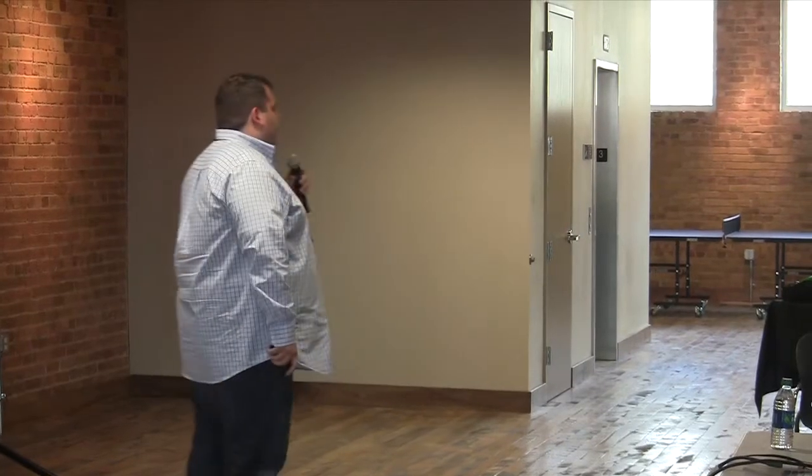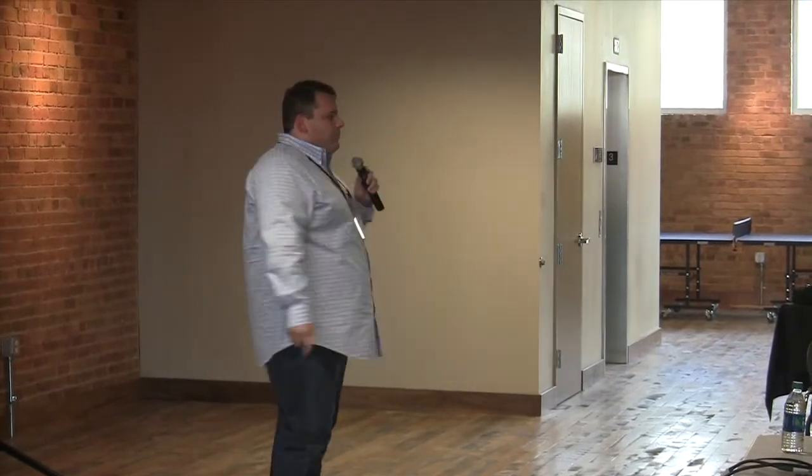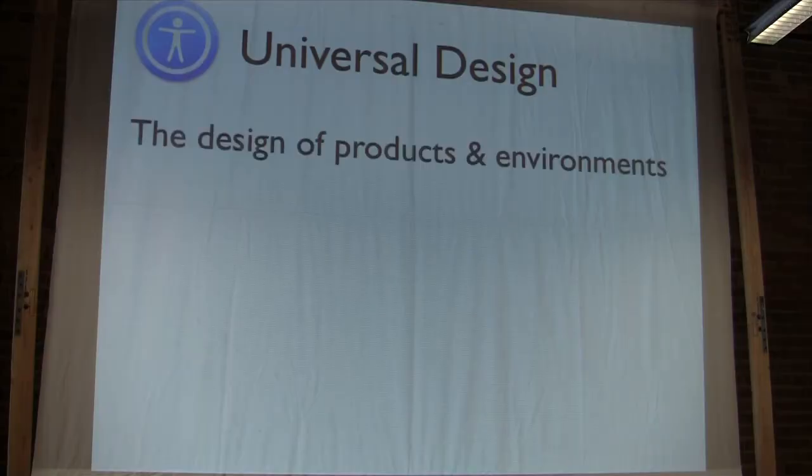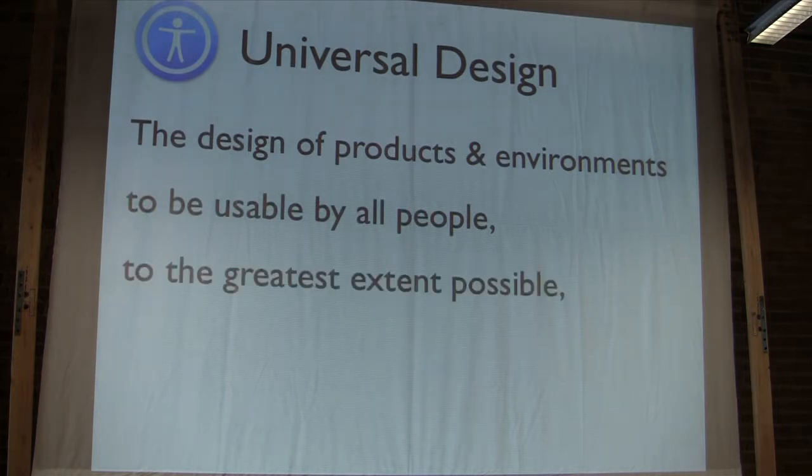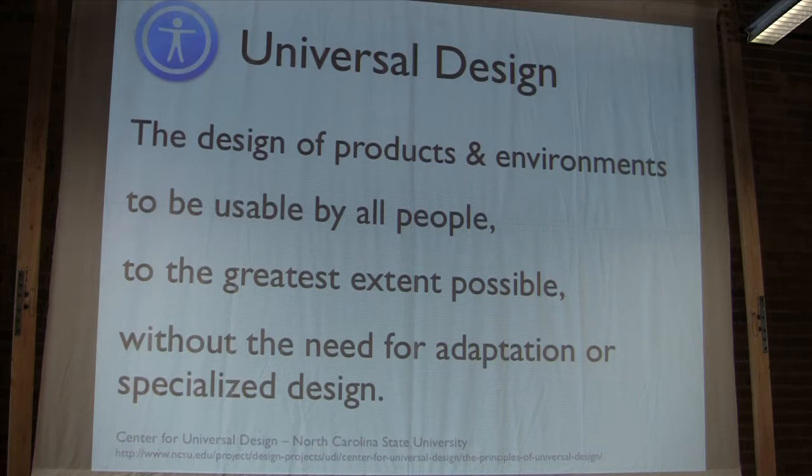Now, as Dr. Mace defined it, universal design is a definition of many parts, so we're going to go through this slowly. But as Dr. Mace defined it, universal design is the design of products and environments to be usable by all people to the greatest extent possible without the need for adaptation or specialized design.